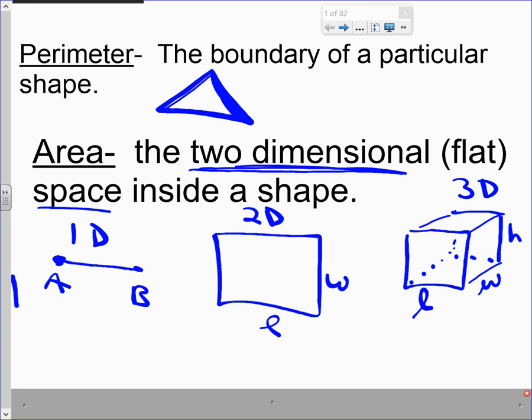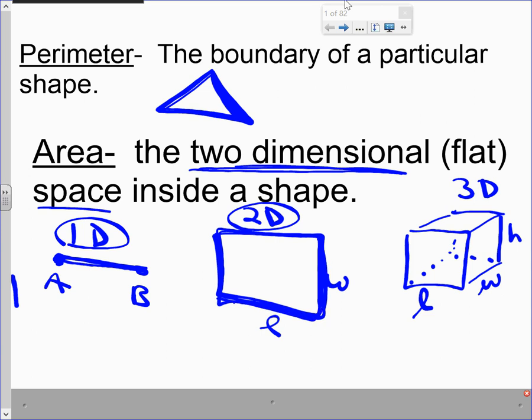Remember the distance between A and B, between any 2 points in space, distance is one-dimensional. Pure distance, pure length is one-dimensional. Length and width, if you have a flat surface, a flat shape, like a cartoon or something that's not 3D, you're thinking of two dimensions, just length and width. And then 3D, we got length, width, and then height, or sometimes called depth. 3 dimensions. Right now, we're hanging out in 2 dimensions. What the heck does area mean? Well, it's just all the 2-dimensional space inside a flat surface.